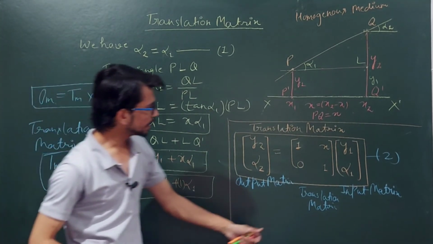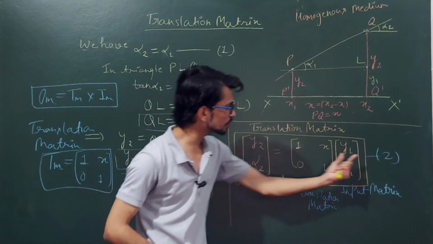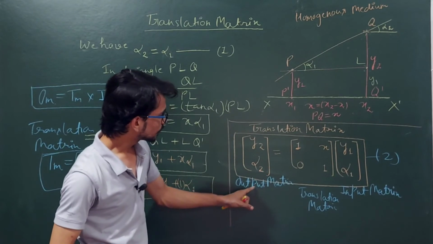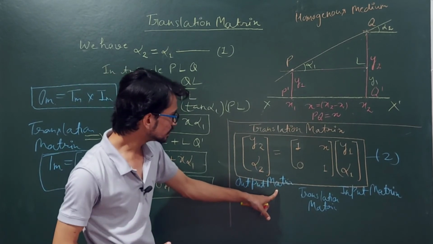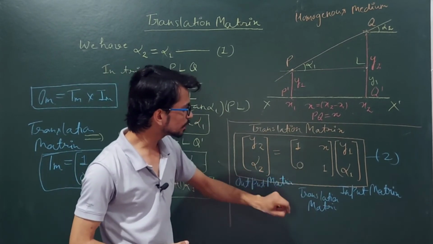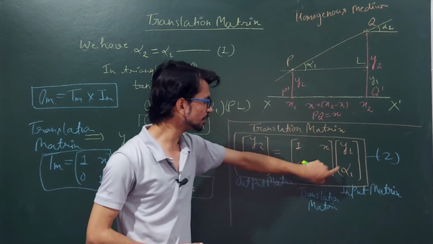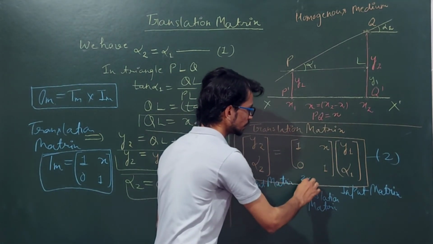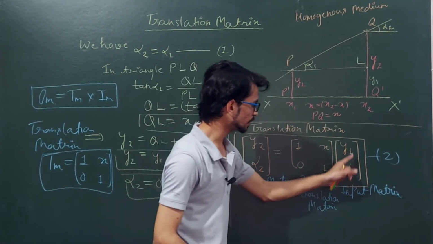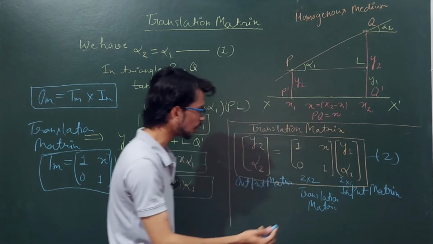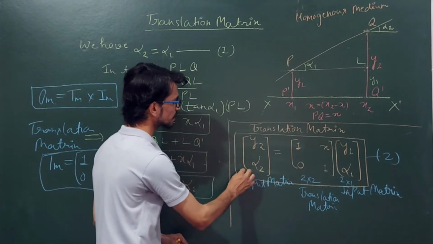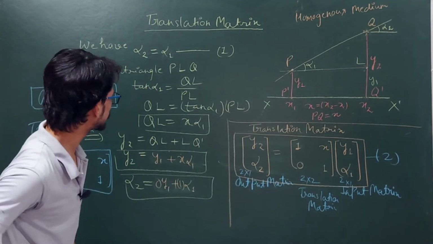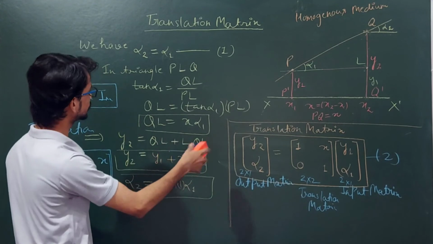So I can write this complete equation 2 in language as, you can see here, the output matrix can be obtained when I multiply this 2 by 2 translation matrix with the 2 by 1 input matrix, because the order of this matrix is 2 by 2 and the order of this input matrix is 2 by 1. Also the order of the output matrix is 2 by 1.